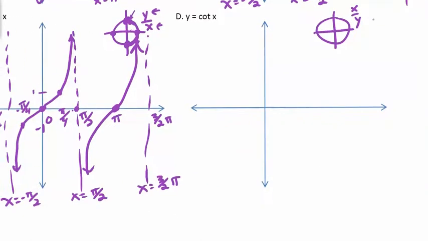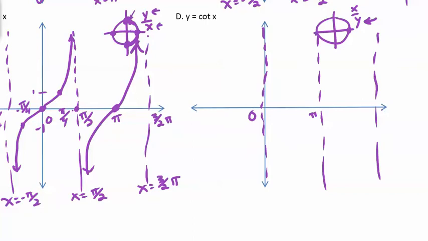So cotangent is undefined when the y coordinate is equal to 0. And that happens at 0, pi, 2 pi, 3 pi, and so on. So at 0, pi, 2 pi, we could go backwards here, negative pi. You only have to get one complete cycle labeled here, and that would be okay.